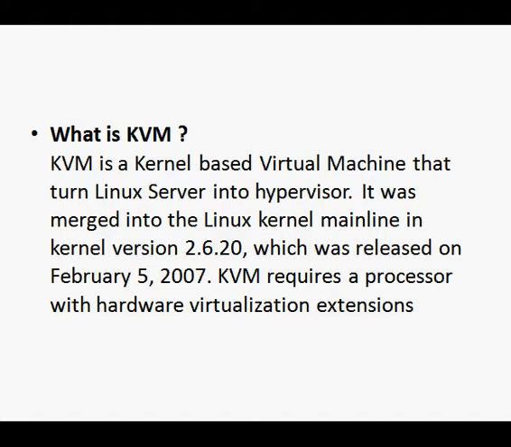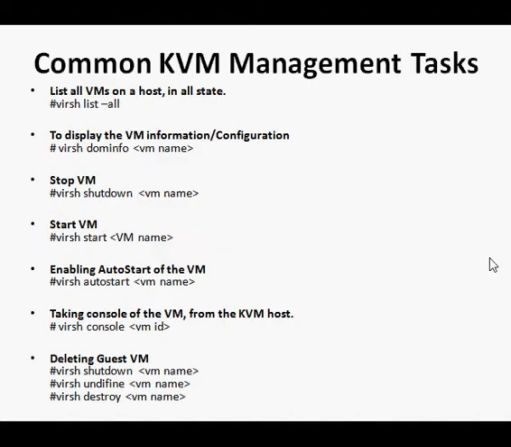What is KVM? KVM is the kernel-based virtual machine that turns a Linux server into a hypervisor. It was merged into the Linux kernel mainline in kernel version 2.6.20, which was released on February 5, 2007. KVM requires a processor with hardware virtualization extensions. These are the commands that we are going to use.